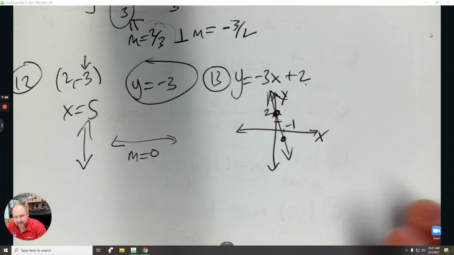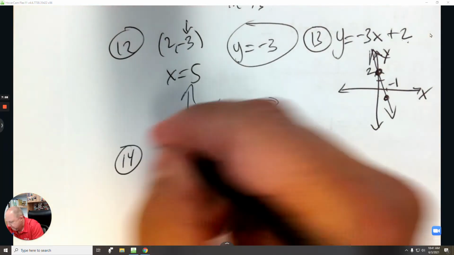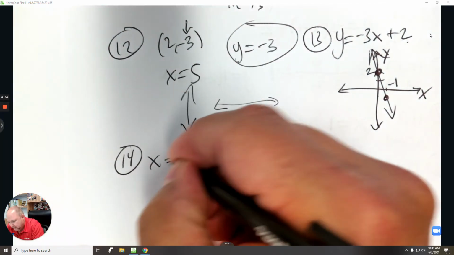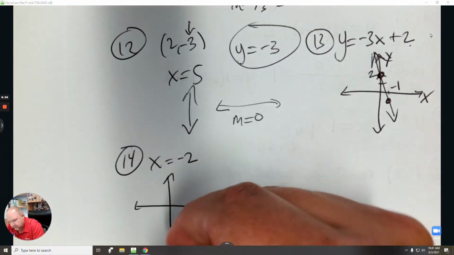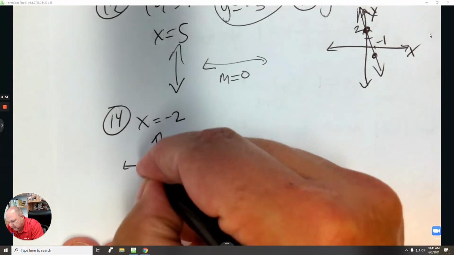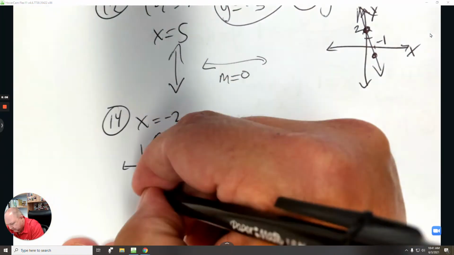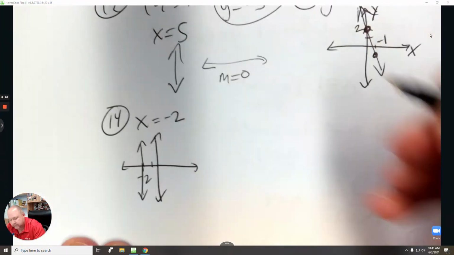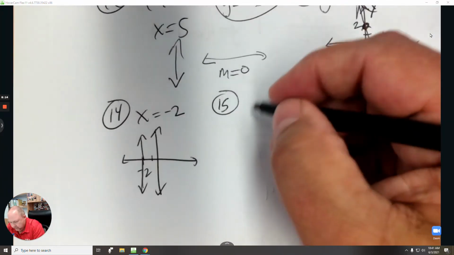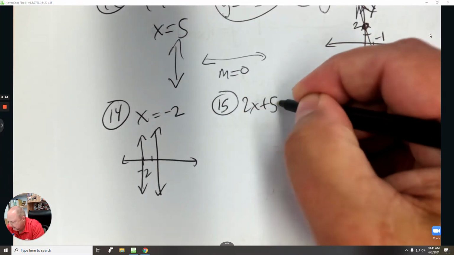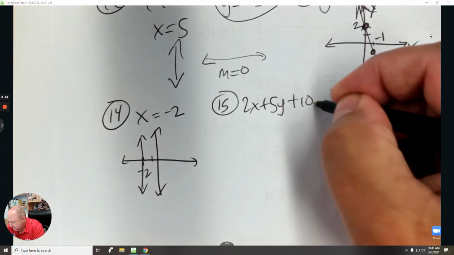Number 14. X equals negative 2. That's a vertical line that goes through negative 2, and there's your answer. Number 15. 2x plus 5y plus 10 equals 0.